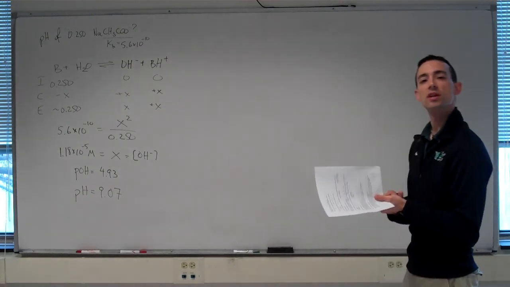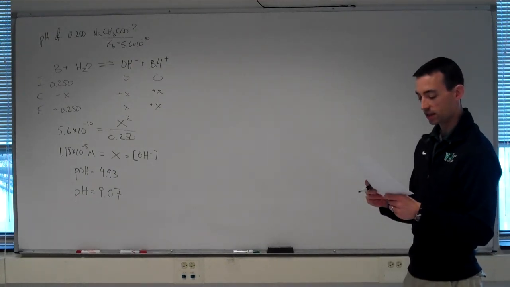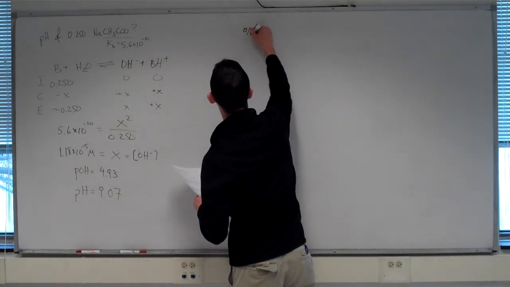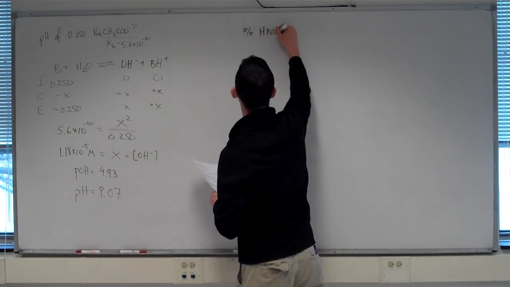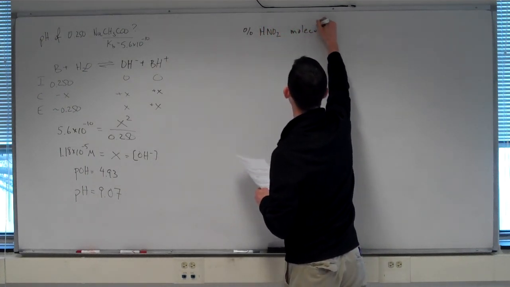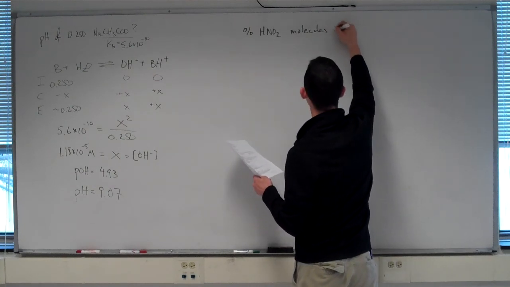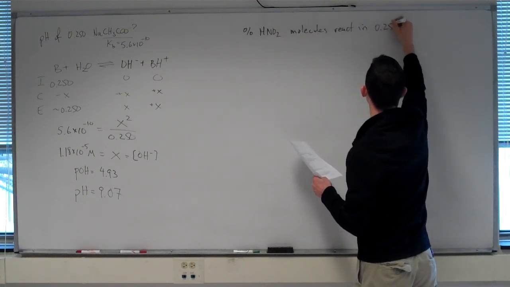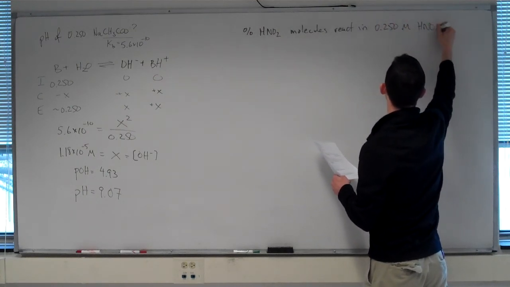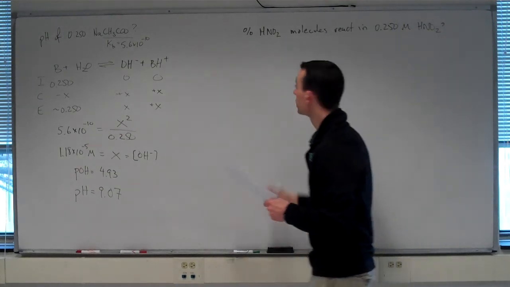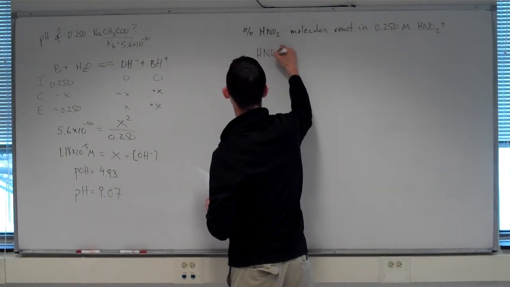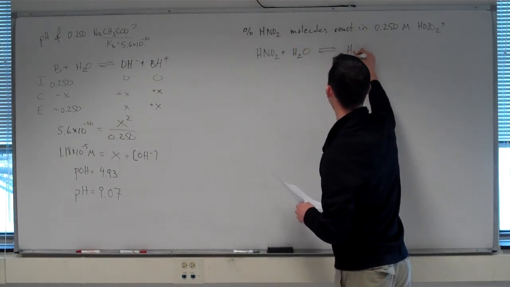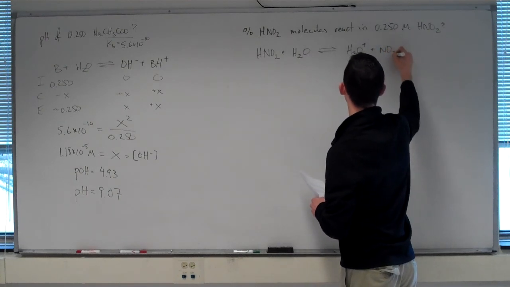This next question is just a different take on one of the ways we could ask acid-base problems. What percentage of nitrous acid molecules, which would be HNO2, dissociate or react in 0.250 molar HNO2? Okay. So if we set up the reaction of HNO2 plus water, it's just like any other acid, we'll produce H3O plus and NO2 minus.